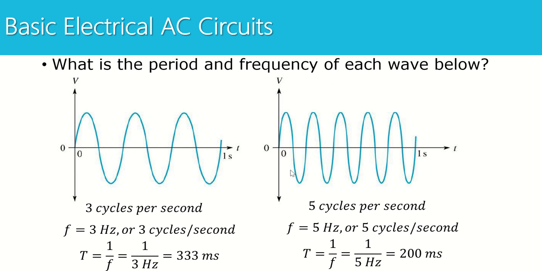Compare the one on the left to the one on the right. The one on the left has a lower frequency, which means it has a longer period. That 1 cycle takes longer to occur. Higher frequencies mean that 1 cycle occurs in a much faster amount of time.